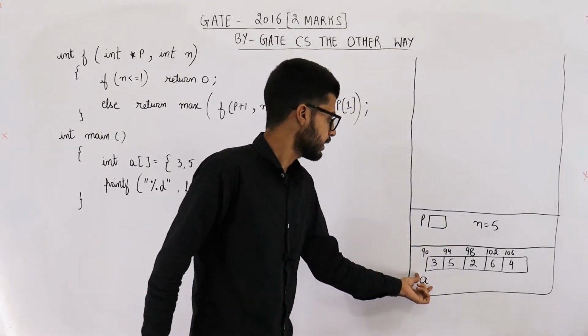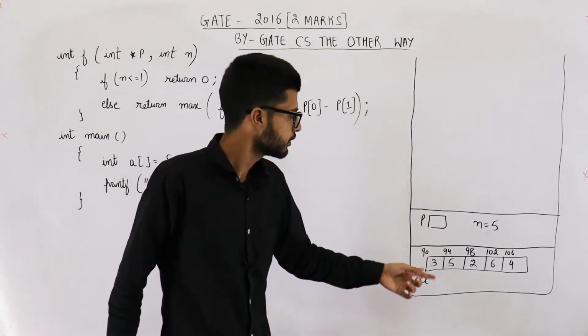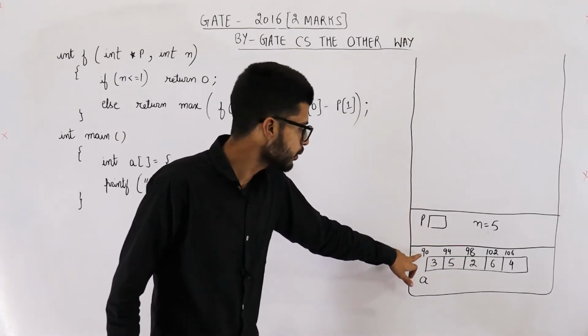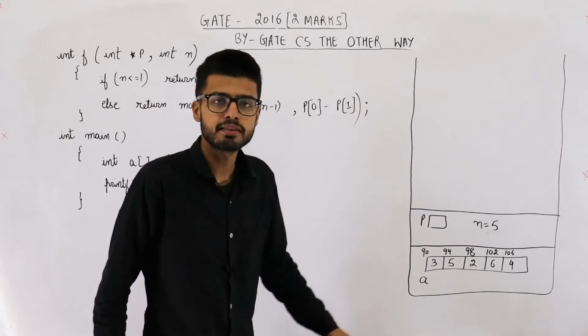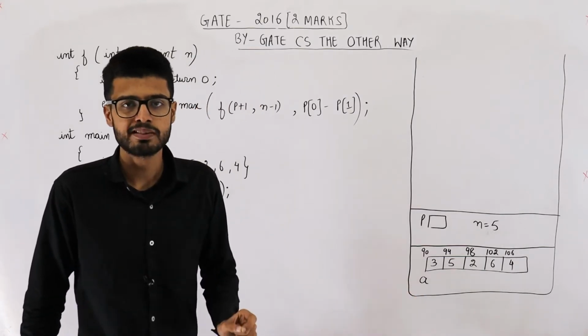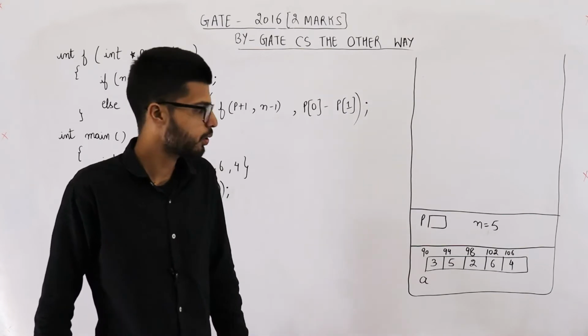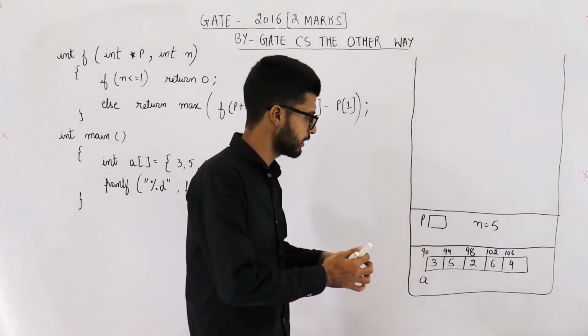And what is this a? We are passing a to p. So what value will p get? P is going to get 90 because a is array name and array name always represents base address or the address of first element of array. So p gets 90.